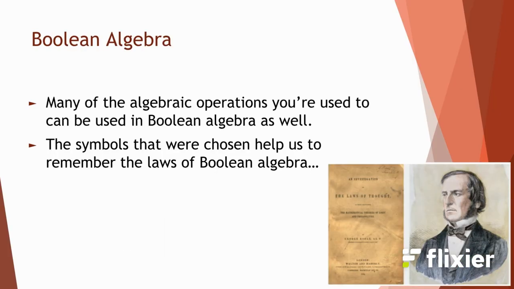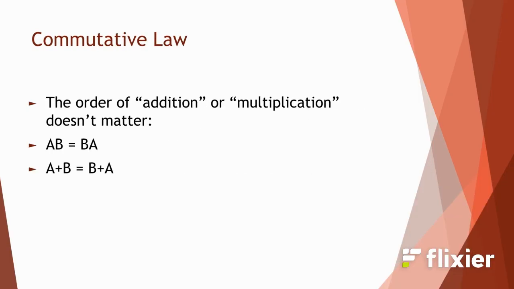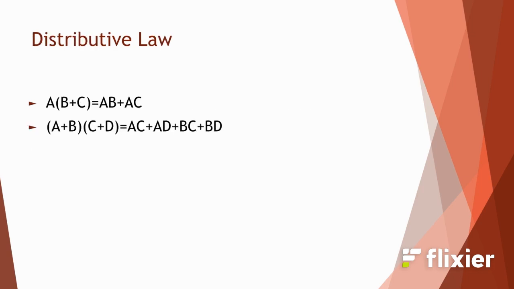In Boolean algebra, many standard algebraic operations apply. The chosen symbols aid in remembering the laws of Boolean algebra. The commutative law states that the order of addition or multiplication does not matter. For example, A times B equals B times A, and A plus B equals B plus A. The distributive law expands expressions like A times the quantity B plus C to AB plus AC. Also, the quantity A plus B times the quantity C plus D equals AC plus AD plus BC plus BD.